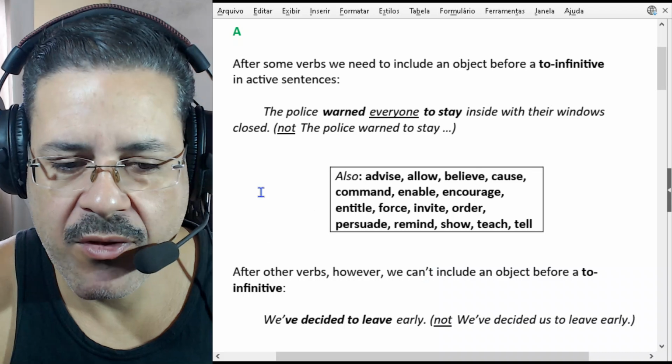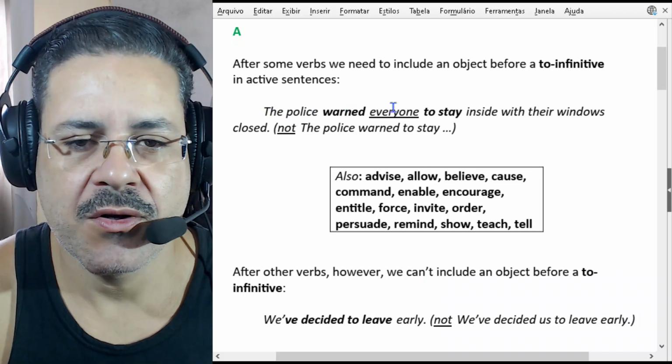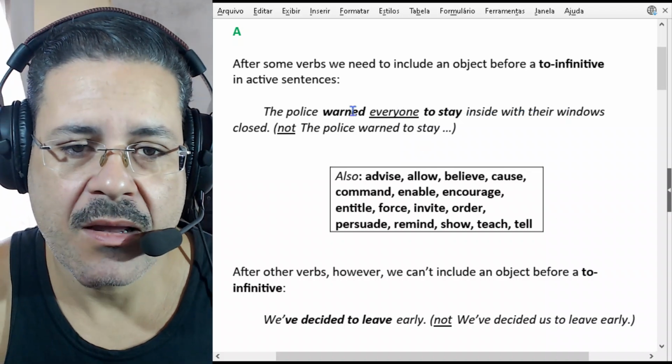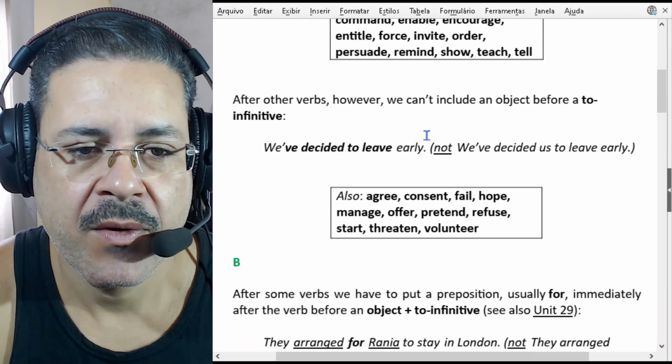So with all of those verbs, we use that pattern. Like, the police warned everyone to stay inside with their windows closed. In active sentences, obviously. Okay, moving on.